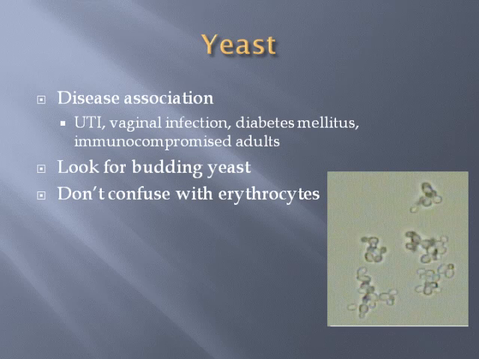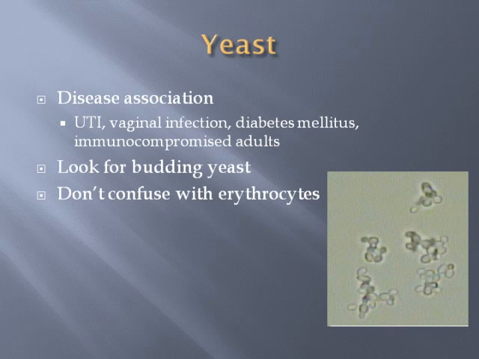Yeast. This can cause urinary tract infections, vaginal infections. Individuals who have diabetes mellitus battle this constantly. And immunocompromised individuals will also be very prone to yeast infections. You want to look for budding yeast. Once you see budding, look again. You're probably going to see pseudohyphae and so on and so forth.